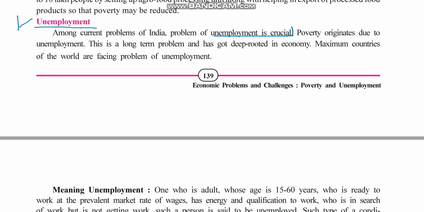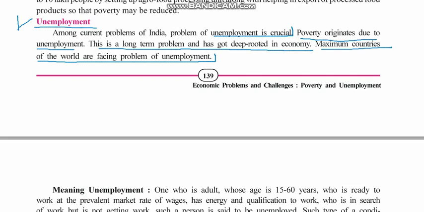It develops crime, it creates poverty, scams and all other things. Poverty originates due to unemployment. This is a long-term problem and has a very deep root in our economy. Maximum countries of the world are facing the problem of unemployment, and in this time of COVID-19, a lot of countries are facing this particular problem.